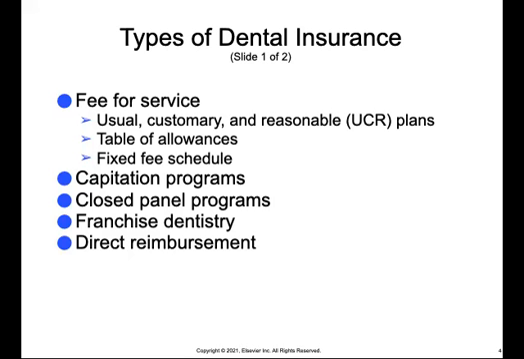We also have capitation programs, which are programs in which the dental practice is paid a set amount for each patient who is enrolled in the program. Closed panel programs are programs that dictate to patients where they can receive their dental treatment. Franchise dentistry is a method that allows a corporation to own several dental practices. Direct reimbursement is a method of payment that bypasses an insurance company and pays fees directly from a fund established by an employer.